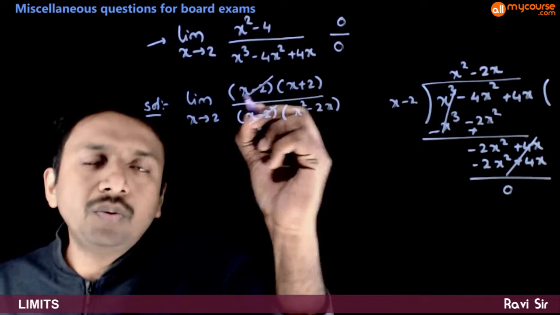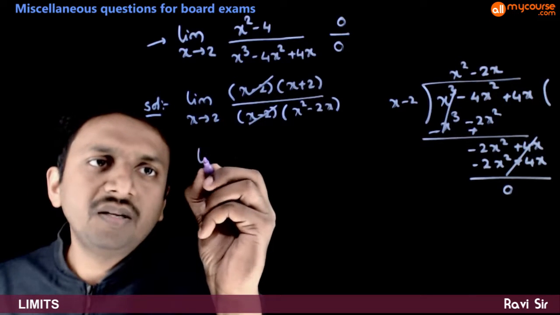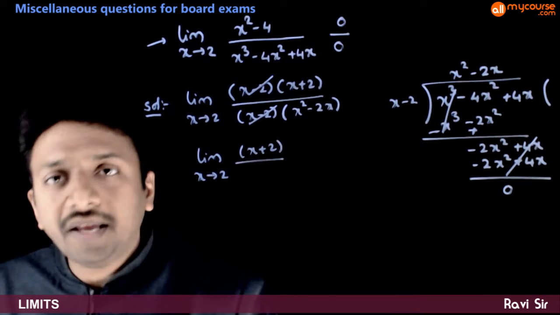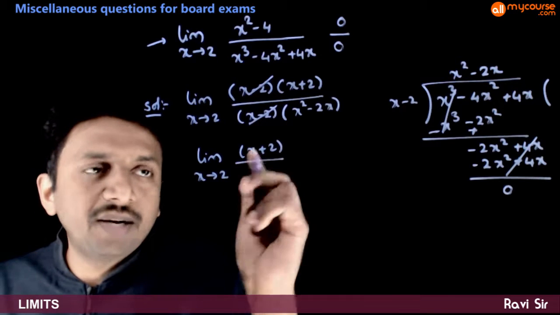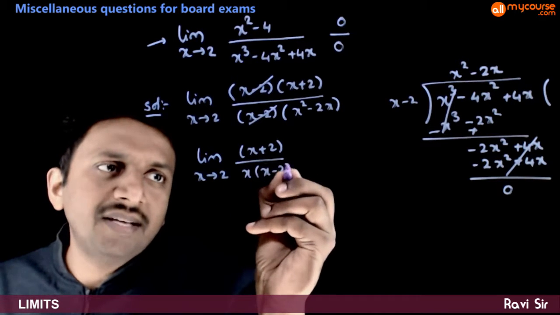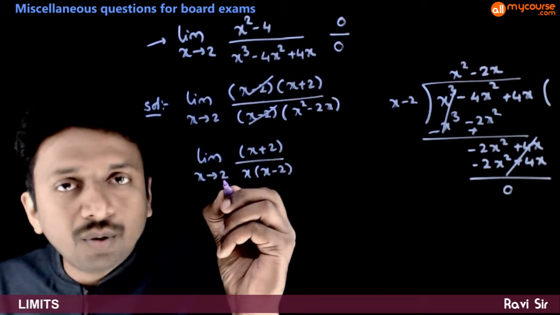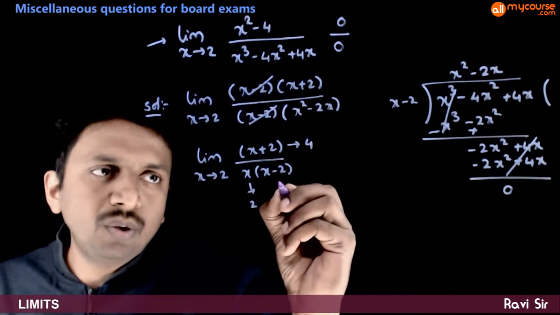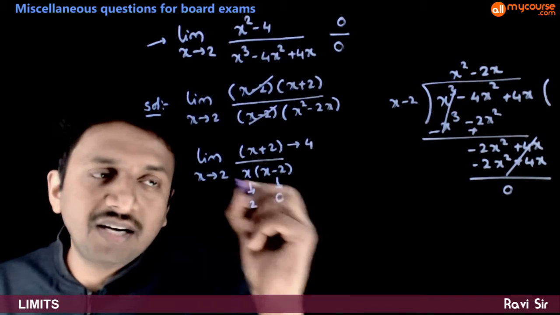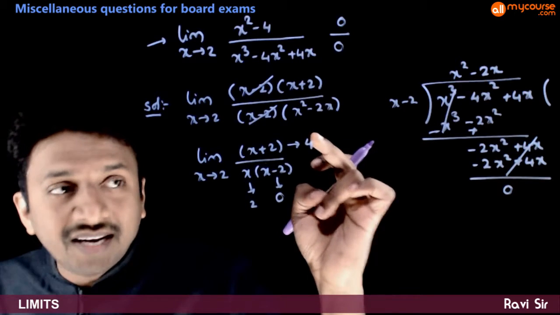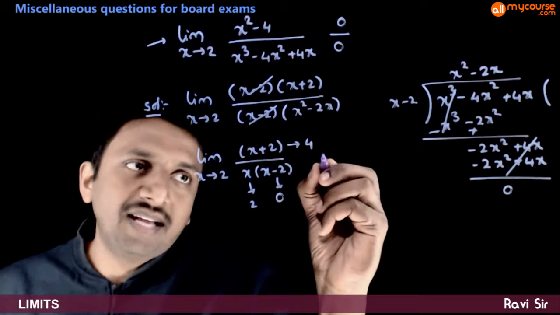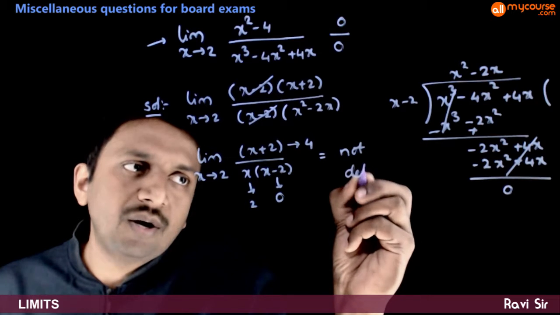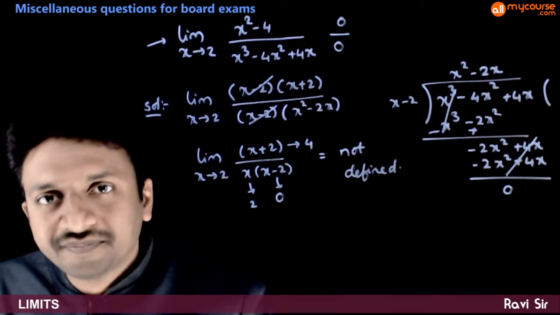So x minus 2 and x minus 2 is getting cancelled. So that is equal to limit x tends to 2, (x plus 2) divided by x times (x minus 2). Now again, if you do the direct substitution, x plus 2 is tending to 4, x is tending to 2, and x minus 2 is tending to 0. Now you have a finite number by 0. Hence, the limit tends to infinity. Hence, we say that the limit is not defined.